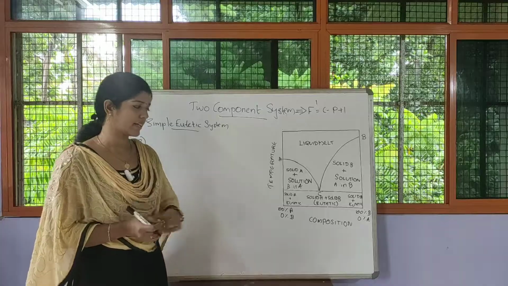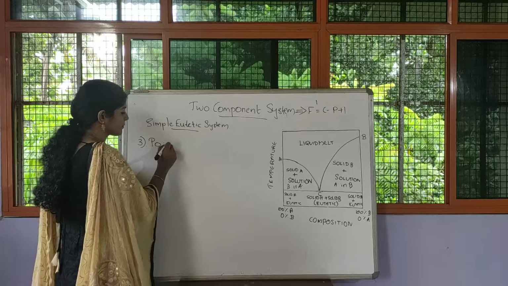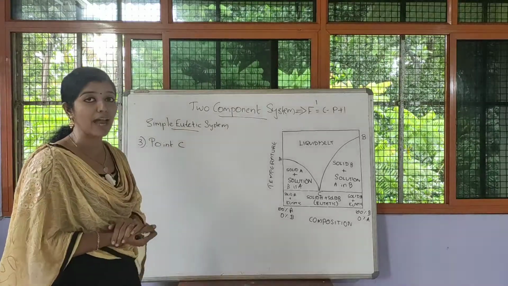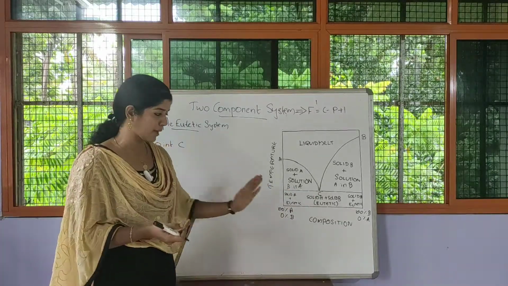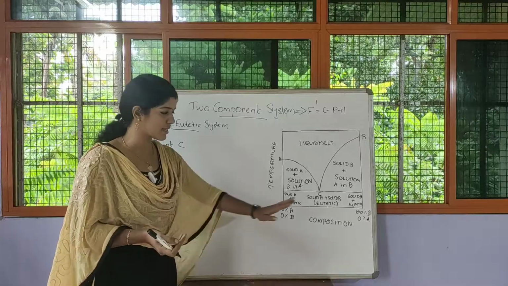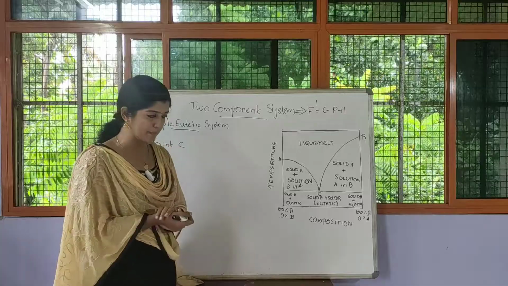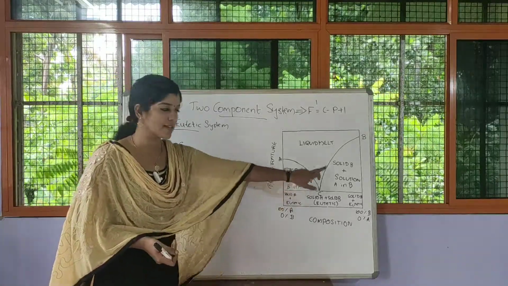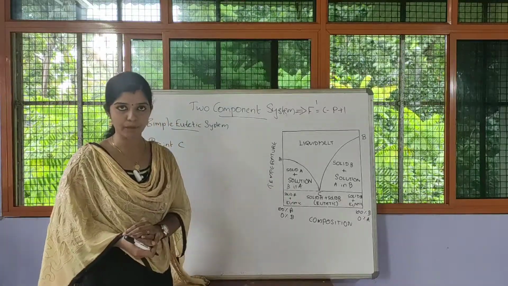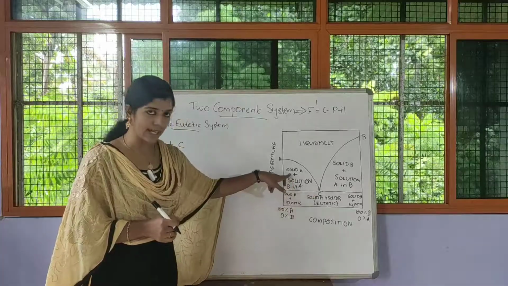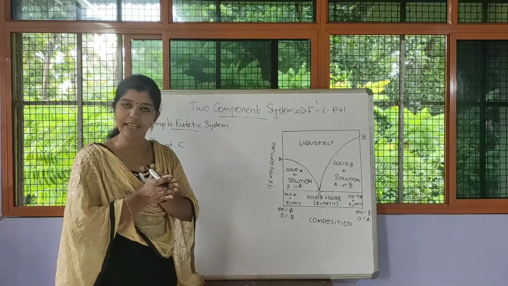Now, let us consider the point C. What is the peculiarity of point C? Point C is the minimum temperature that is attained by both A and B. This is the temperature at which both our A curve and B curve are meeting. So at that particular point, solid A, solid B and the solution of A and B exist in equilibrium. At this point, solid A, solid B and their solutions are all in equilibrium with each other.